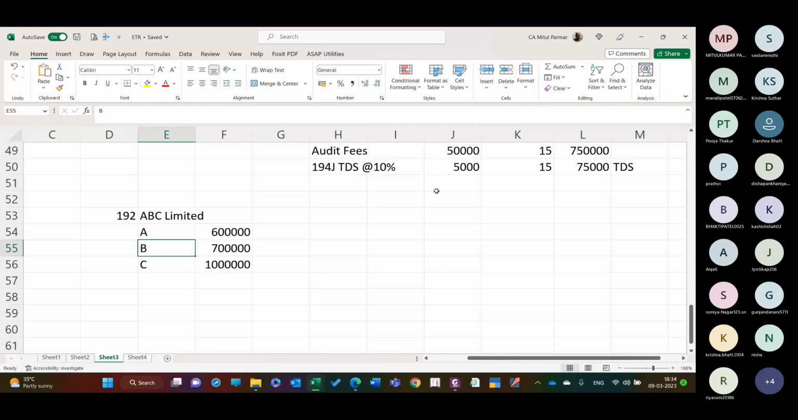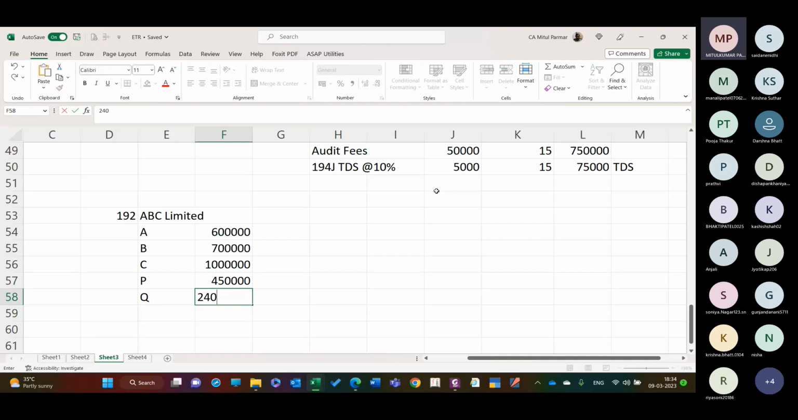Now suppose there are also P and Q. P's salary is 4,50,000 per annum, and Q's salary is 2,40,000. As far as P and Q are concerned, they are not supposed to pay tax. In case of Q, the salary income which ABC Limited is paying is only 2,40,000, which is below the exemption limit, so TDS is not applicable.